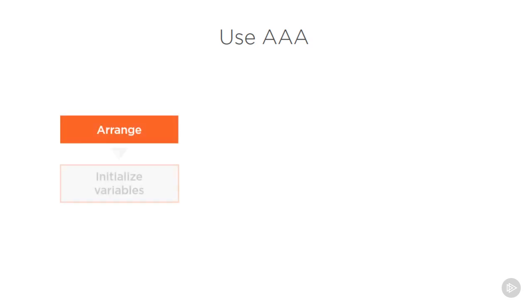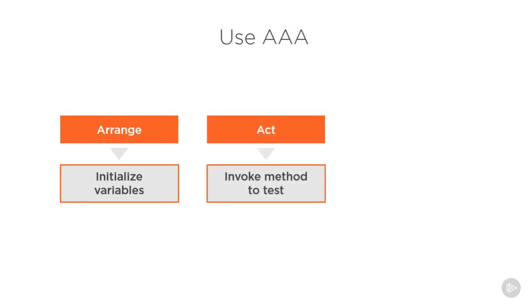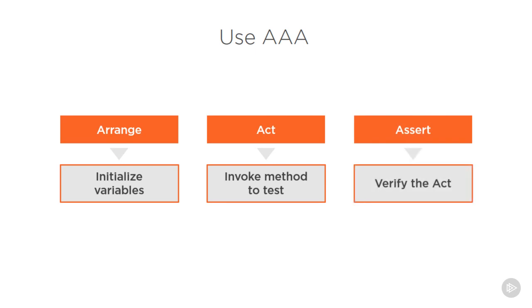Just like there are best practices for coding your methods, there are also some best practices for writing unit tests. One of them is called AAA, which is arrange, so that means initialize your variables, act, invoke the method that you are testing, and then assert, which means verify the act, right? And verify the data or whatever came back from the method that you're testing.